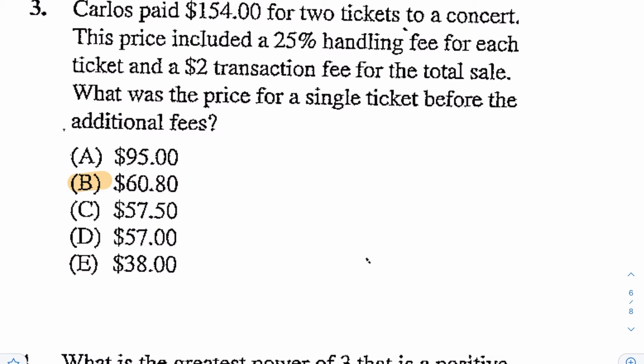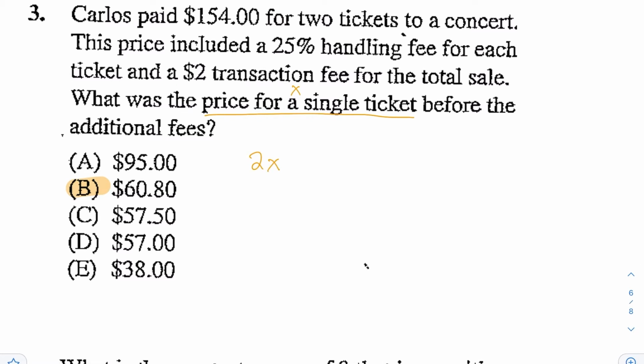Next, for number 3, Carlos paid $154 for 2 tickets to a concert. This price included a 25% handling fee for each ticket and a 2% transaction fee for the total sale. What was the price for a single ticket before the additional fees? So you want to work backwards here, but you got to be careful so we can come up with an equation. If you don't know the original price of the ticket, we can just call that x. You want to buy 2 tickets, so that's going to be 2x. And now you include a 25% handling fee for each ticket. So here you can just take 25% of 2x.